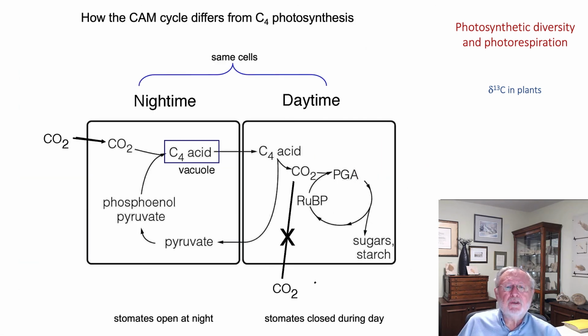CAM differs from C4 photosynthesis in a very simple way. The two carboxylase reactions that are separated in C4 plants actually occur in the same cell in CAM plants. To prevent these two carboxylase reactions from competing with each other, PEP carboxylase is active at night and RuBP carboxylase is active during the day. The C4 acid doesn't diffuse into another cell. It's instead stored within a vacuole.